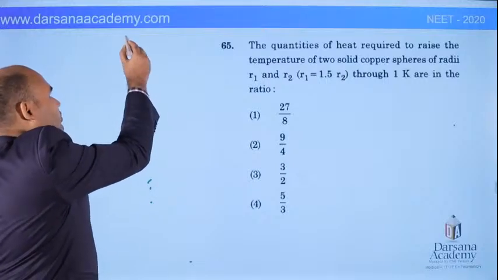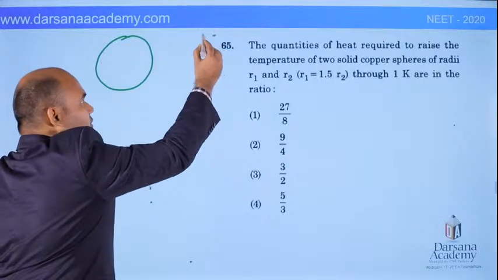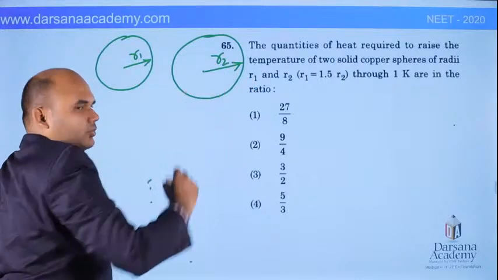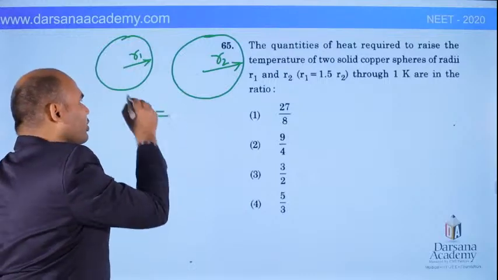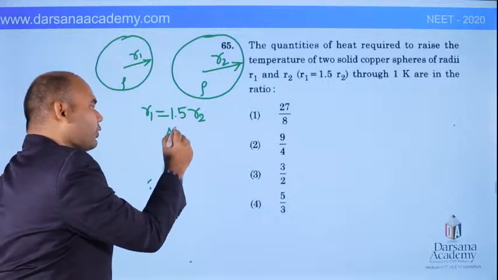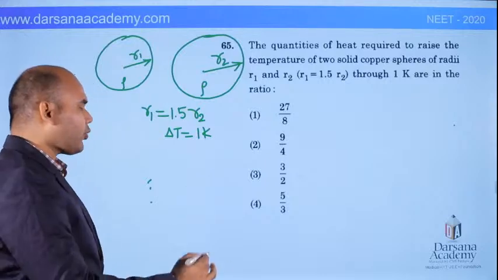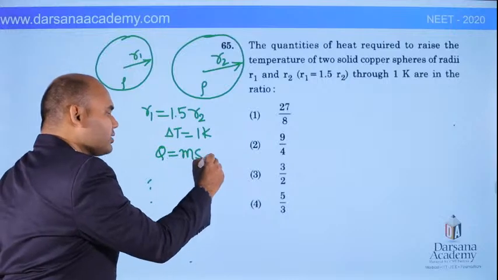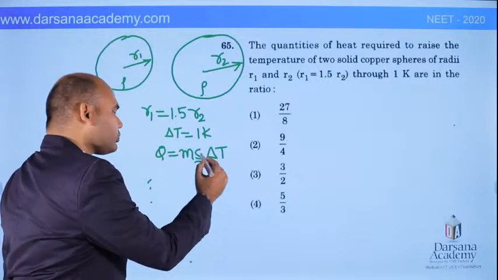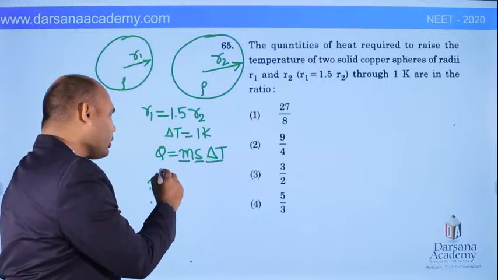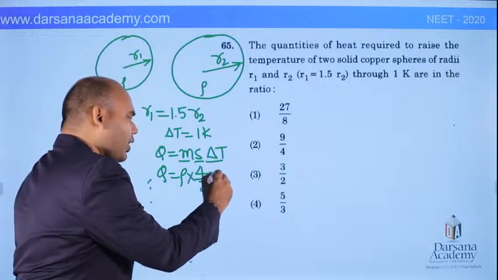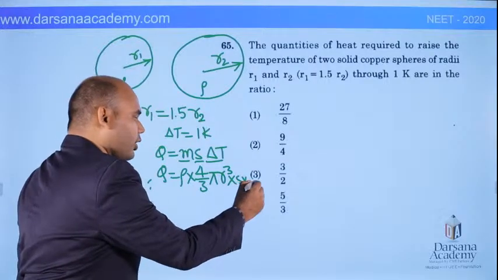So let us suppose we have one sphere and this one is the second sphere. Here the radius is R1, this is R2. And the relation is given, both are of the same material, means what? Density will be the same, rho. R1 is 1.5 R2 and delta T is given as 1 Kelvin. So the basic formula you know, Q is what? M s delta T. See, specific heat for both is the same. Delta T is also the same. Only the mass is changing, and we can write Q equals mass, which is what? Density into volume. So density times 4 by 3 pi R cube into s into delta T.